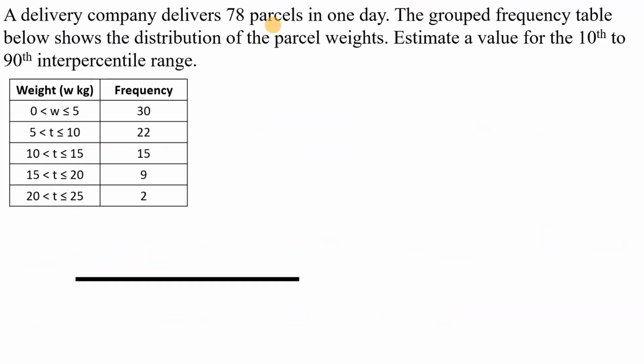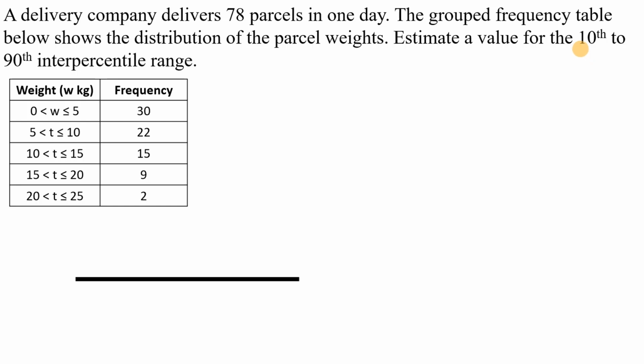By far the most common exam question that they will ask for this is for you to find the interquartile range or the interpercentile range for a grouped frequency table. So here's an example of this, where we're told a delivery company delivers 78 parcels in one day, and the grouped frequency table, which is this here, shows the distribution of the parcel weights, and we need to estimate a value for the 10th to 90th interpercentile range. Now, to solve this we need to use interpolation. We talked about interpolation in the last video. If you want a detailed understanding of how it works, I would recommend going back to that video.